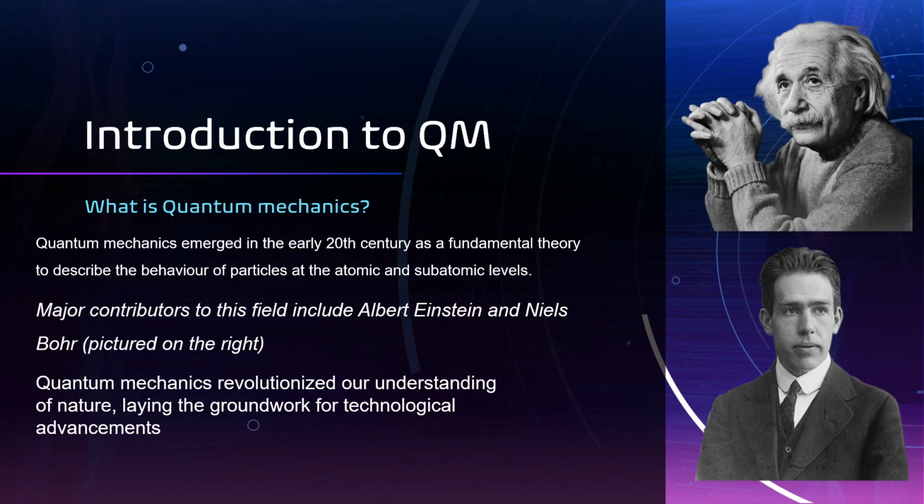An introduction to quantum mechanics. So what exactly is quantum mechanics? Well, quantum mechanics emerged in the early 20th century as a fundamental theory used to describe the behavior of particles at the atomic and subatomic level. And some major physicists that have made big advancements and revolutionized our understanding of how this works are Albert Einstein, pictured on the top right, and Niels Bohr, pictured on the bottom right. They are physicists that have been laying the groundwork for technical advancements that we use today in the field of quantum mechanics.